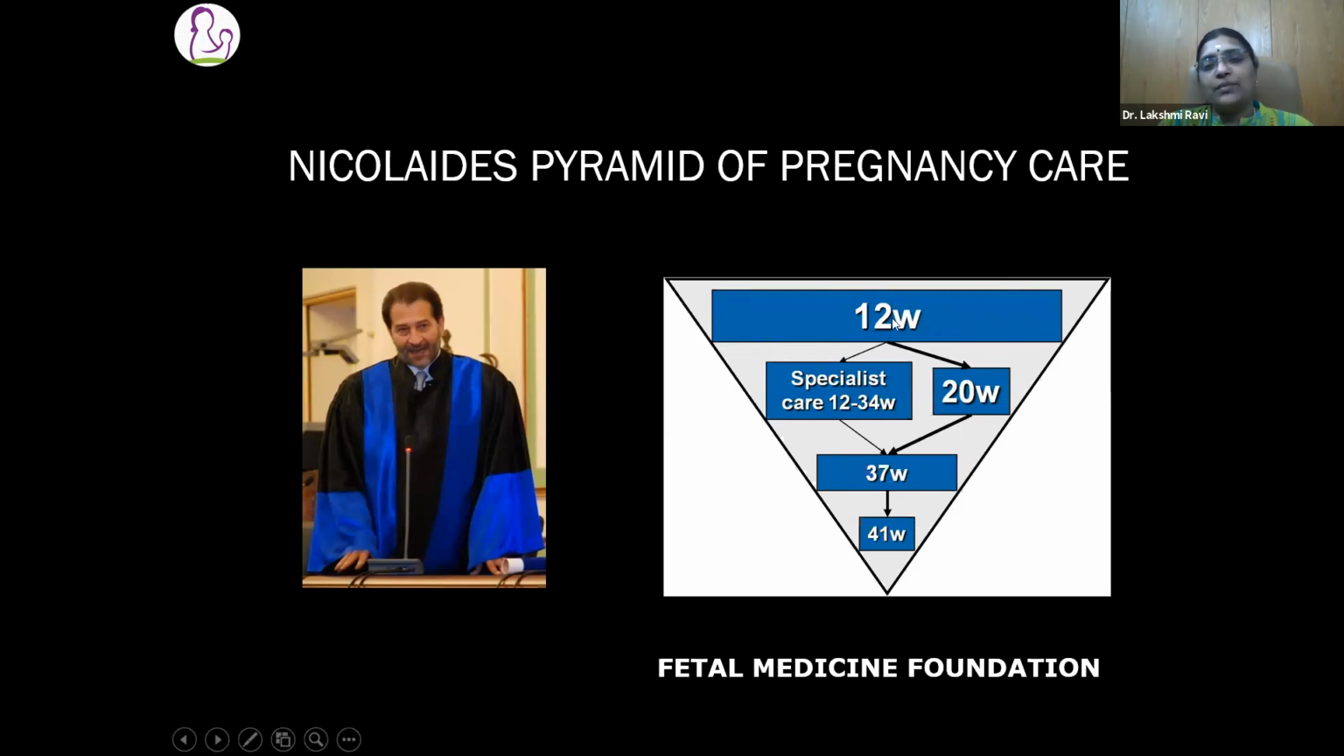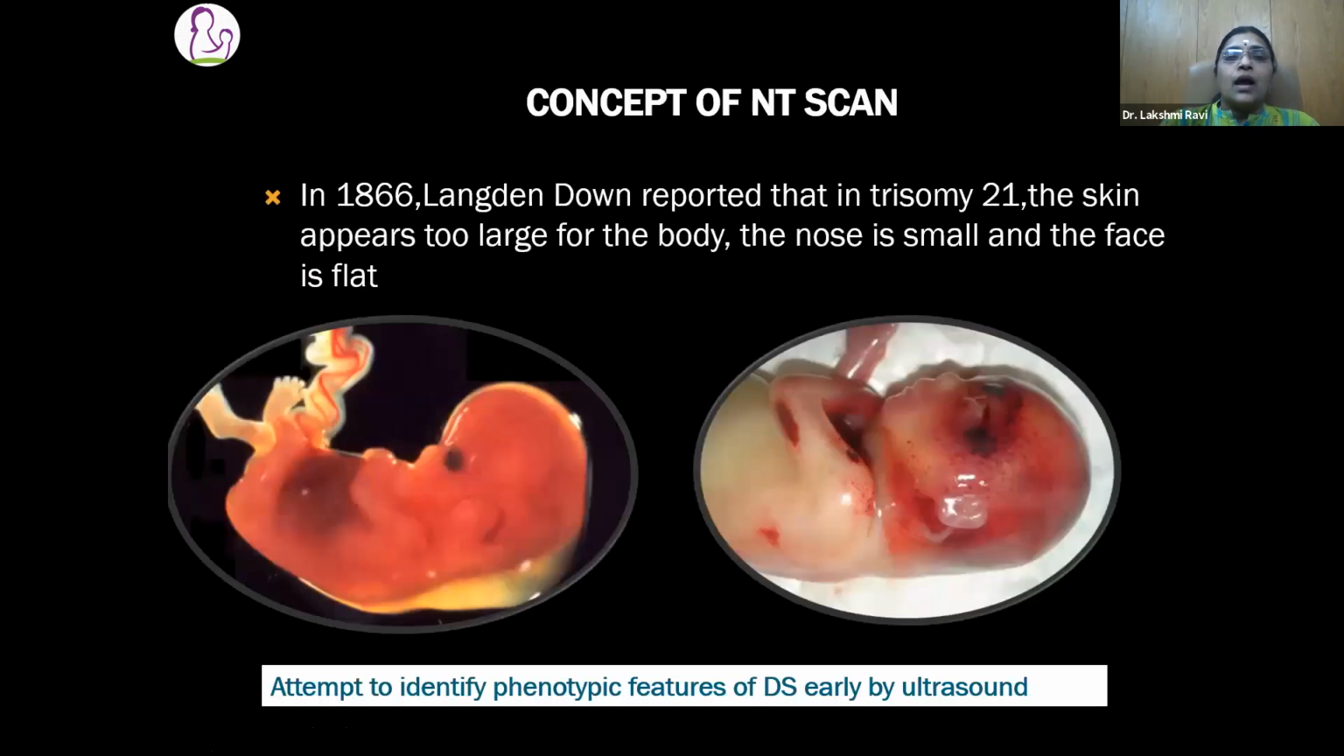And at that point of time itself, you will subject her to specialist care if she's high risk. Or if she's low risk, that means she's screen negative for aneuploidy and the other complications in first pregnancy, then you will follow her up as low risk. So the concept of the NT scan is a very, very old concept.